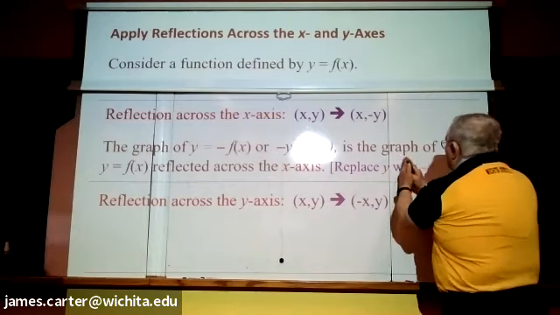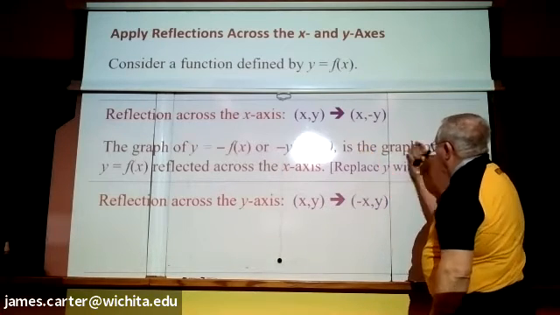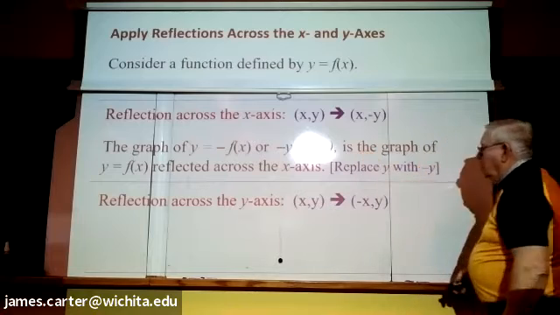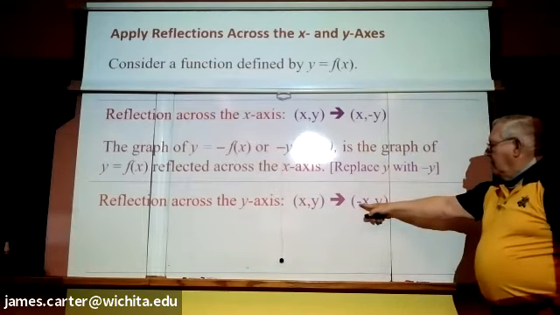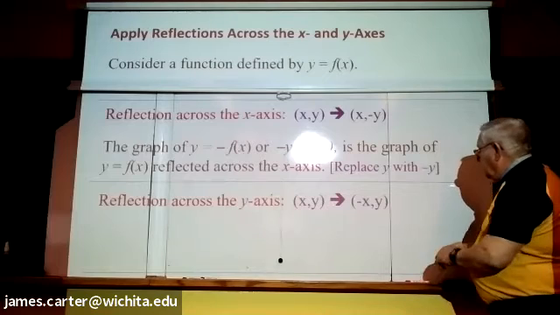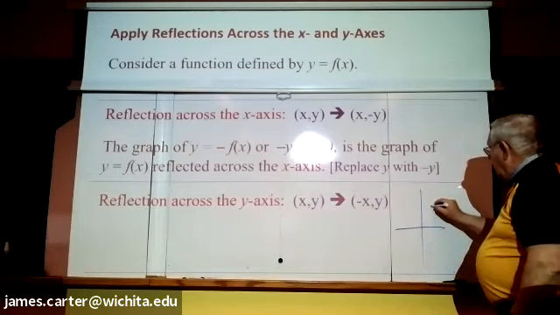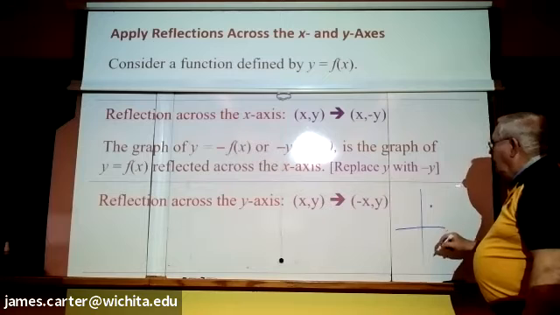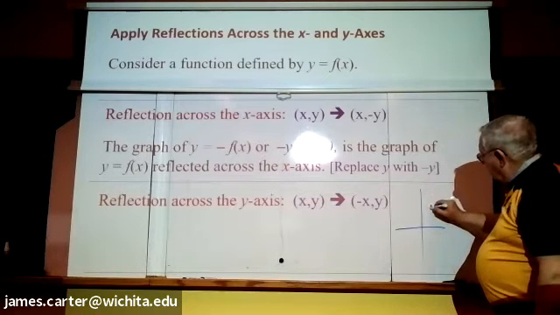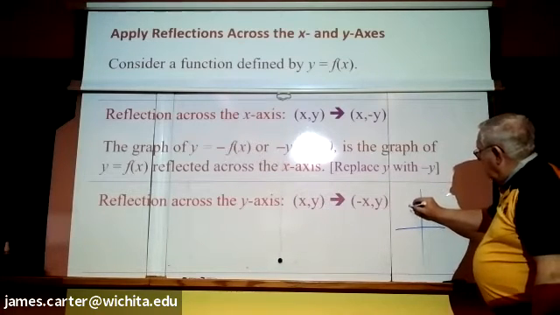Now we're going like this. What was here is here. In that case, x becomes -x. Simple example: you have a point here, reflect with regard to this axis to here.